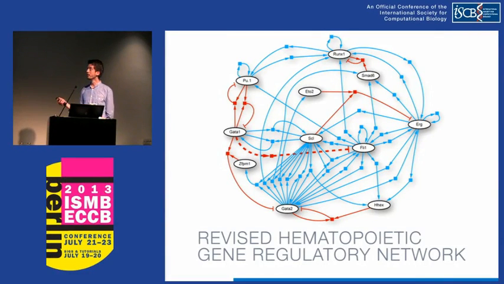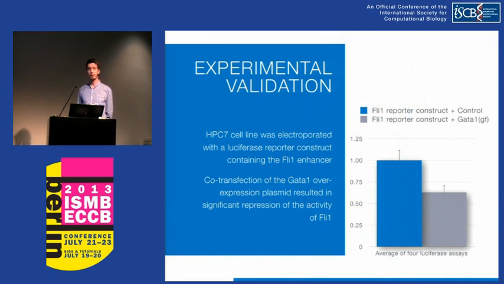And now finally, it was enough just to express GATA1 to go from the hematopoietic stem cell to the erythroid lineage. So our model was predicting that that could really be a possibility. And what we did then was go back to the lab and try to validate this hypothesis. So that was validated on a cell line in which we first constructed a FLI1 reporter construct with a control, or a FLI1 reporter construct with GATA1 gain of function.